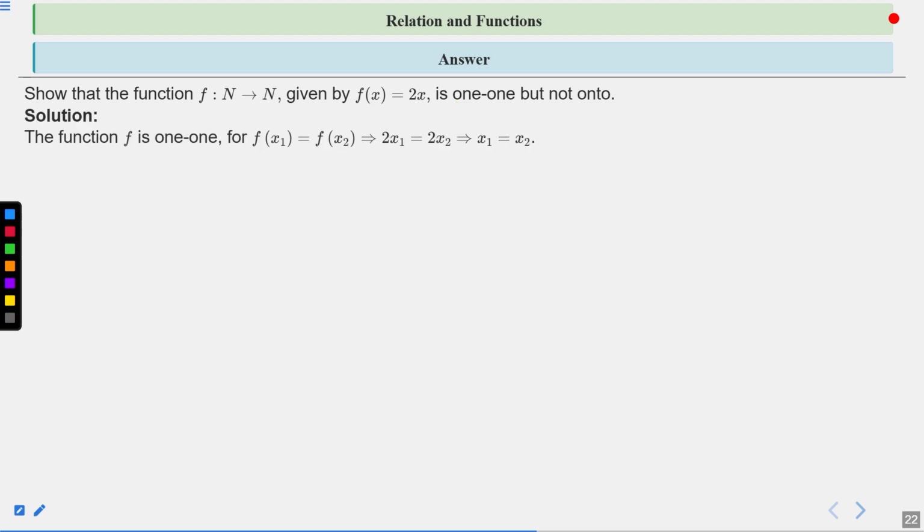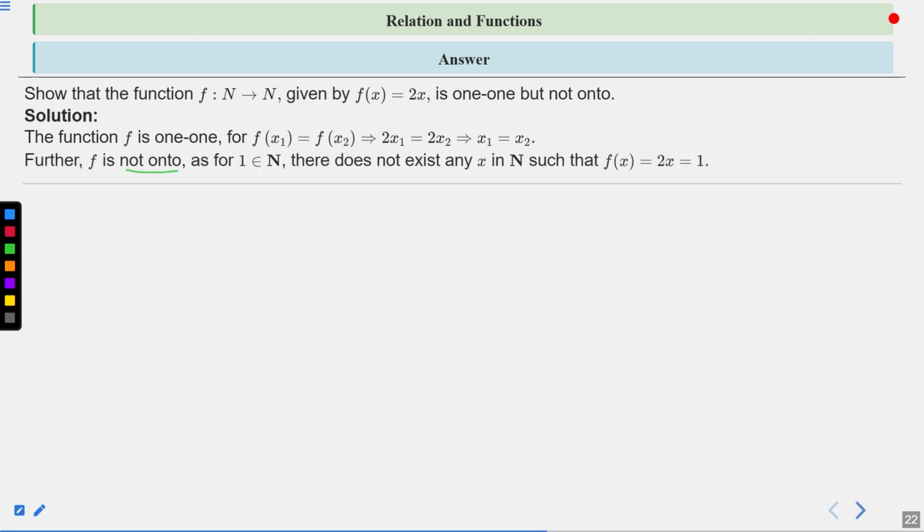Solution. So for one-one, we start with what? We always start with x1, x2 and put f(x1) same as f(x2). So f(x1) is 2x1 and f(x2) output will be 2x2, both equal, and we can easily cancel 2 and we have x1 is equal to x2. If you start with f(x1) equal to f(x2) and eventually get to the case where x1 is same as x2, then you will say that your function is one-one without any hesitation.